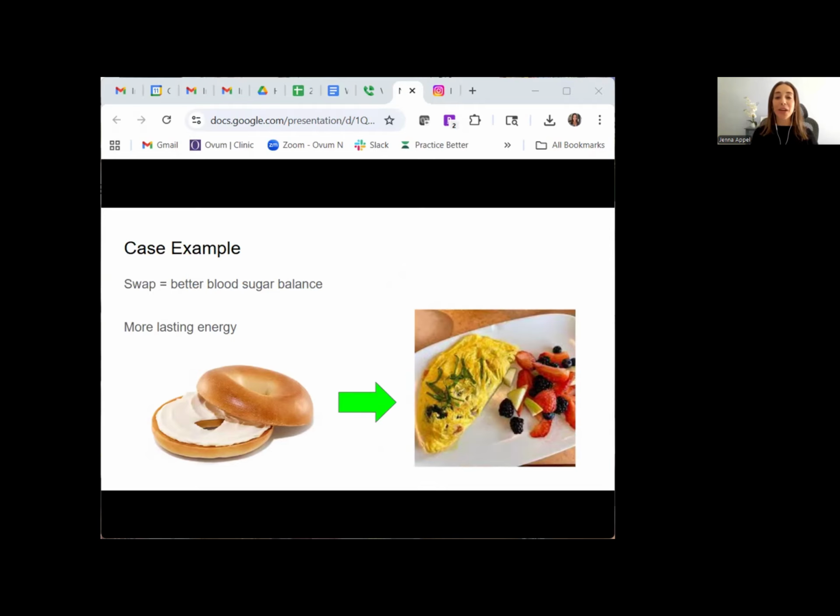So here's a case example. I always like to give a visual, and this is a practical and pretty relatable swap: replacing a plain bagel with cream cheese at breakfast with something like a veggie omelet with a side of berries or mixed fruit. The omelet provides protein and healthy fats, and the berries bring in fiber and antioxidants. Together, in balance, they help balance your blood sugar, keep your energy steady, support satiety, and it's much better than just a bagel on its own.